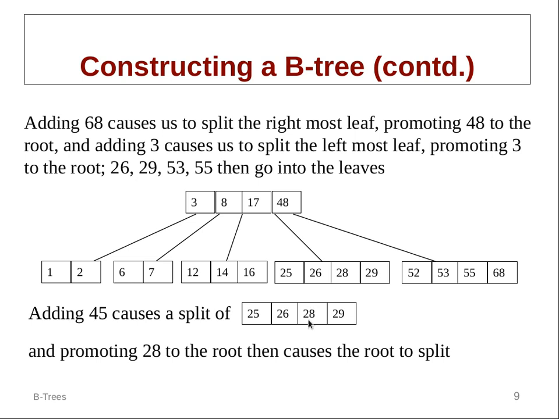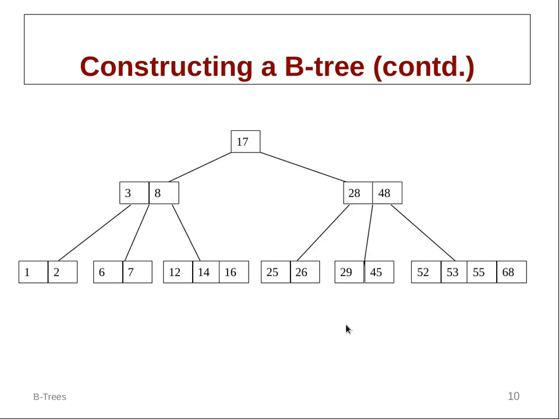Great. It causes a split, which promotes the 28 up. But now we have another issue. What's the new issue? The root's too big. So what do we do? We split the root. So what's going to get promoted in the root? The 17. When the dust settles, it's something like this.